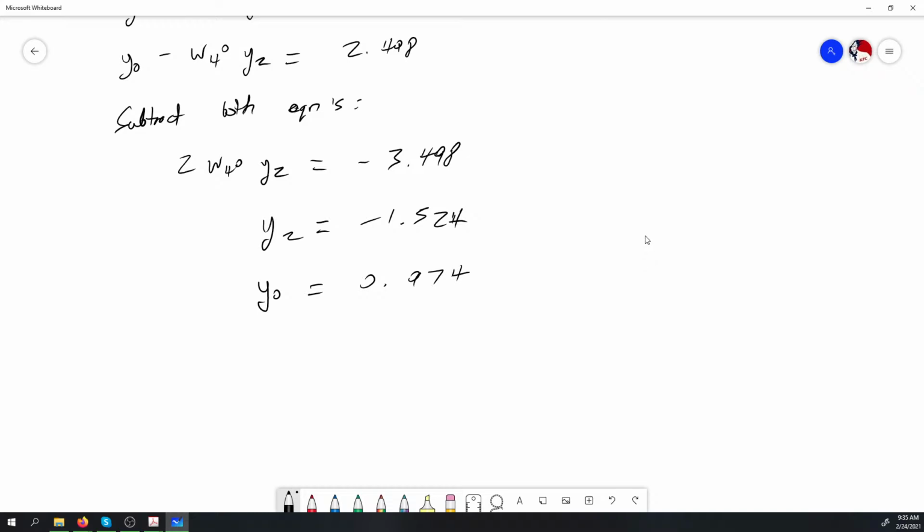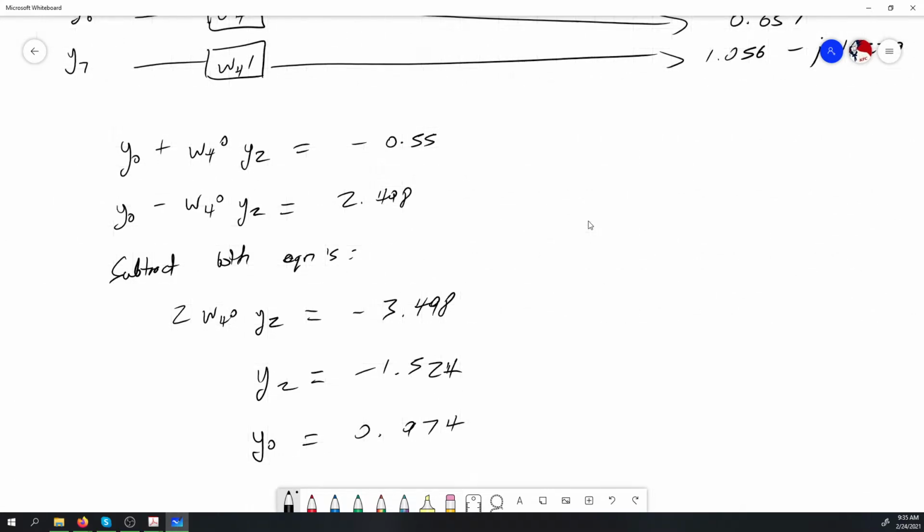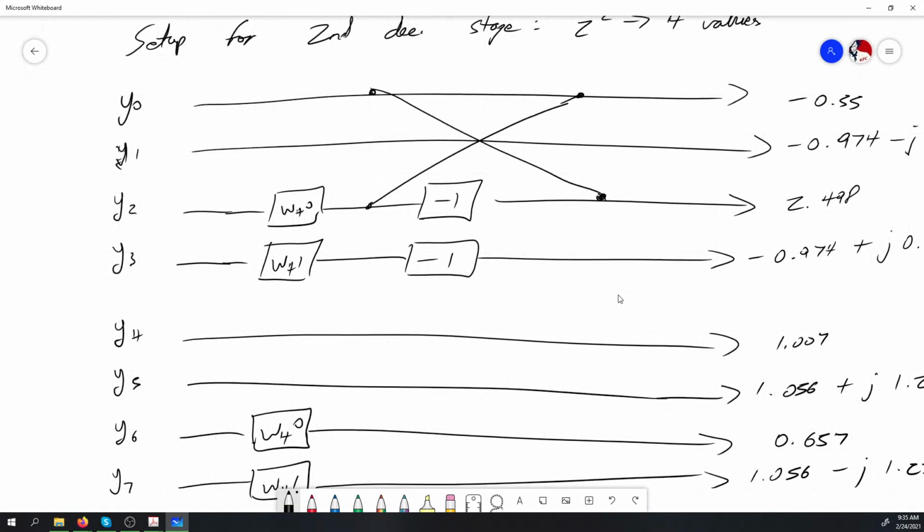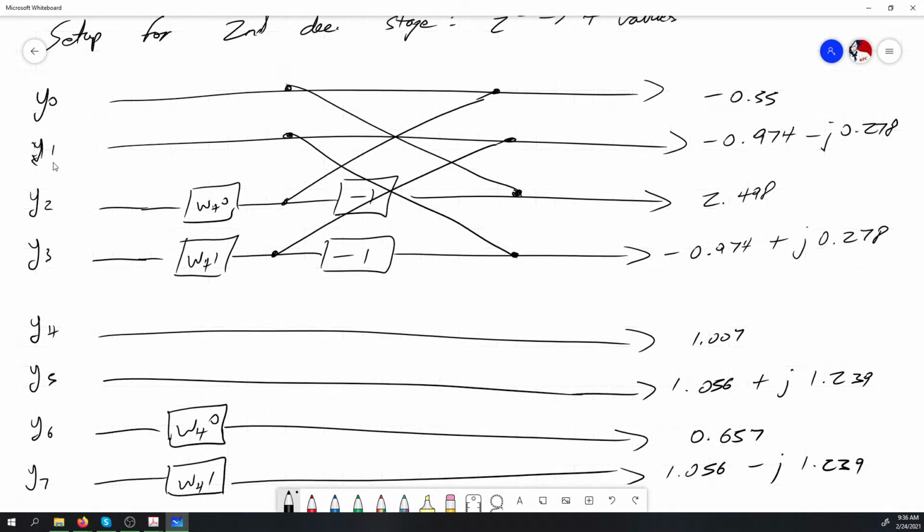And then we just basically repeat the process when we're solving for y1 and y3 here. So remember, y1 here, in the grouping of 4 values for the second decimation stage, is the second value that doesn't have a twiddle factor and needs to map with the second value that does have a twiddle factor. So we draw cross points here, and we just follow the trail of the cross points to get to our answers accordingly. So this one here is going to be y1 plus y3 w4 of 1 equal to negative 0.974 minus j 0.278.